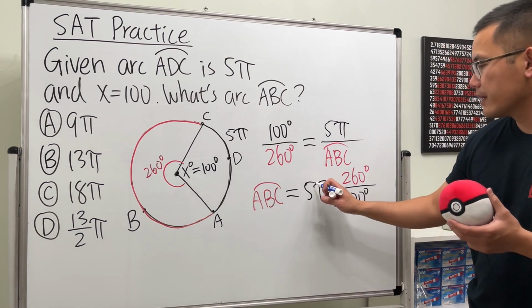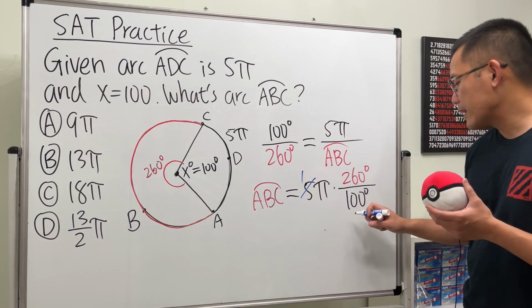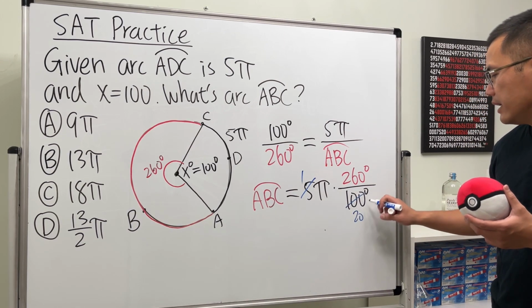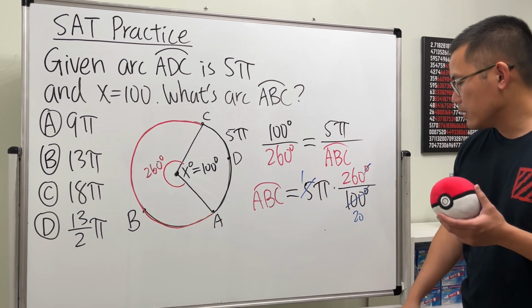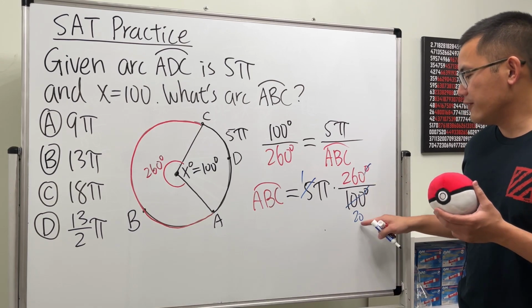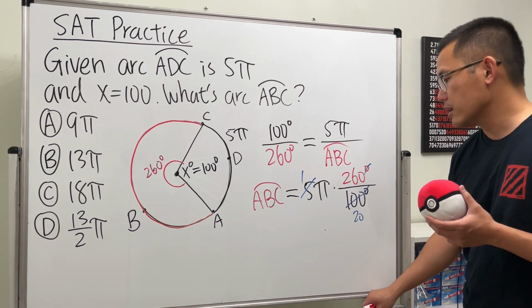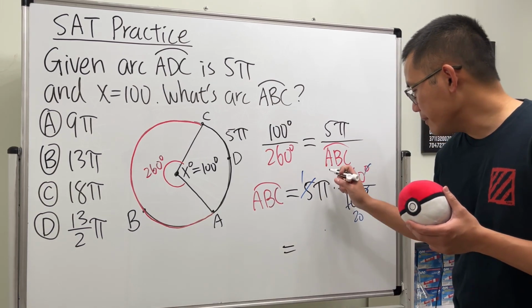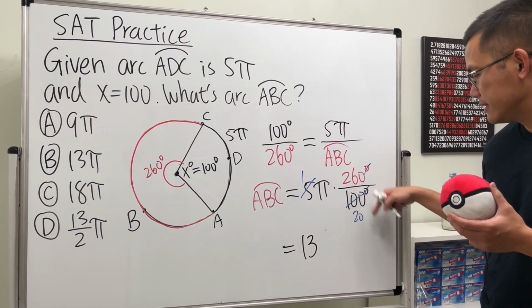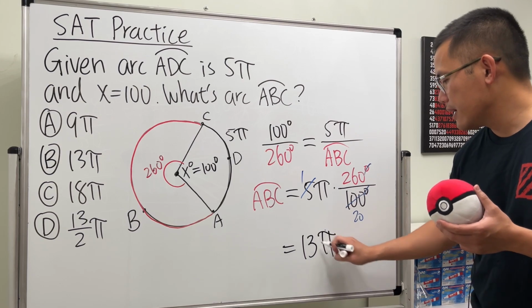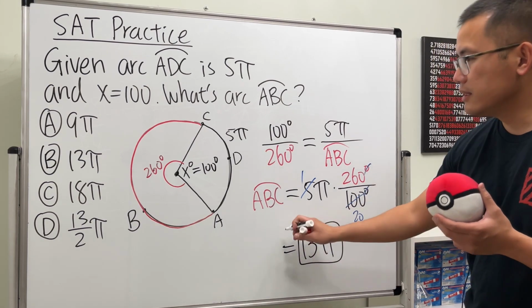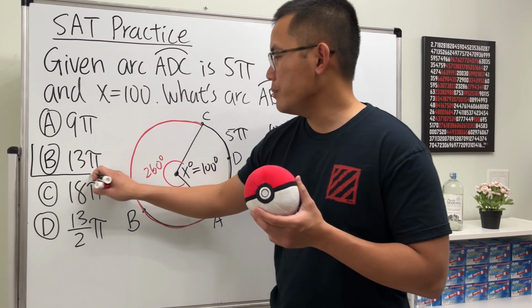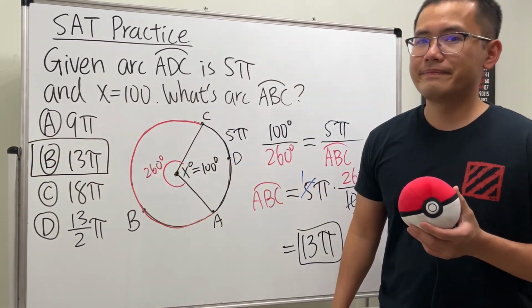We can reduce. 5 goes into 5 one time, 5 goes into 100 20 times. And in fact, the degrees and degrees cancel. And we have 260 divided by 20, so that's just 13. And we still have the pi. So altogether, we have 13 pi. So, ladies and gentlemen, this is the answer, and that will be answer choice B. That's it.